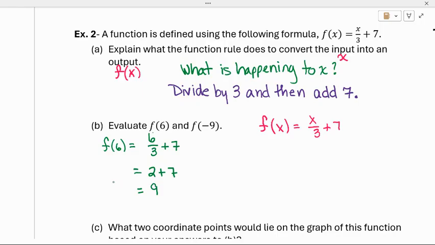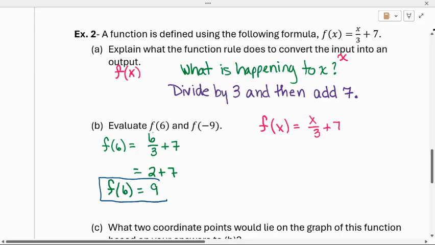Yeah. And what did we evaluate this at? We evaluated this at f of 6. Yes. I need to have that as my final answer. You have to put that in there, okay? It's no different than when you solve for the variable x or y or z. You put z equals, x equals, y equals whatever, kind of the same concept.